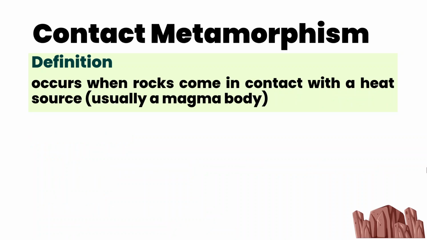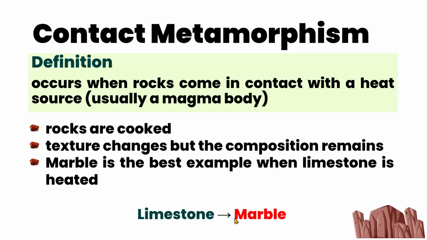Contact metamorphism occurs when rocks come in contact with a heat source, usually a magma body. So in the process, rocks are literally cooked, but they don't melt. Texture changes but the composition remains. Marble is the best example, when limestone, a sedimentary rock, is heated. So limestone, for example, when it is cooked but doesn't melt, becomes marble.